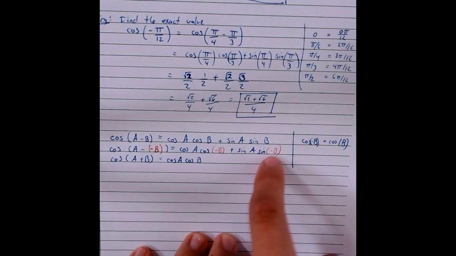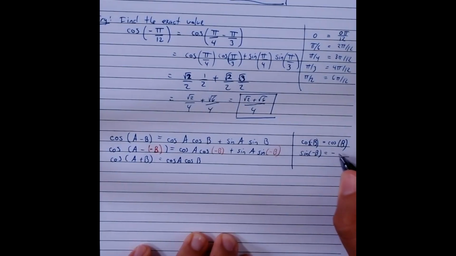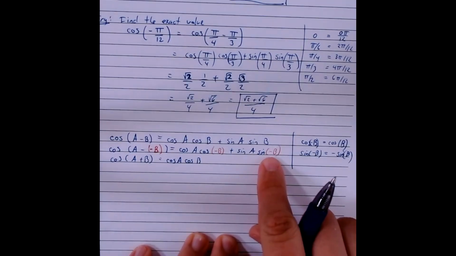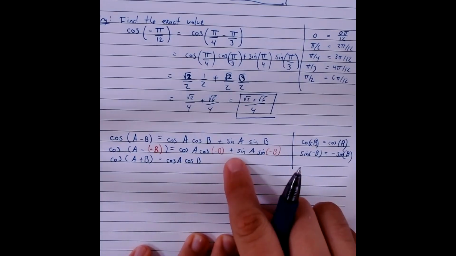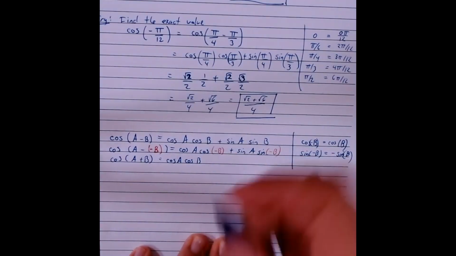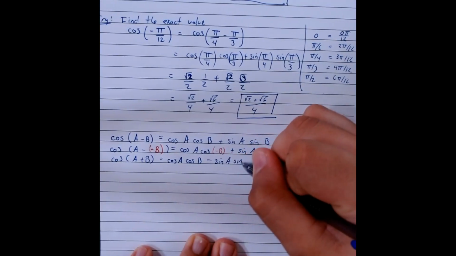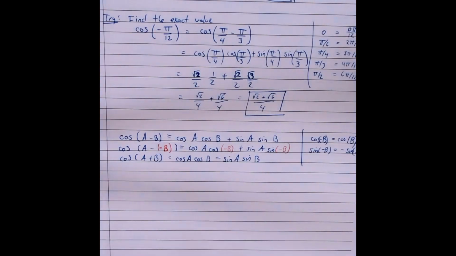Oh, but the sine function is not even. The sine function is odd. The sine of negative b is equal to the negative sine of b. So I can get rid of that negative, but it's not really going to go away. It's just going to come outside. Okay, so that positive is now a negative. Okay, so negative sine of a sine of b. And this is the sum formula for cosine.